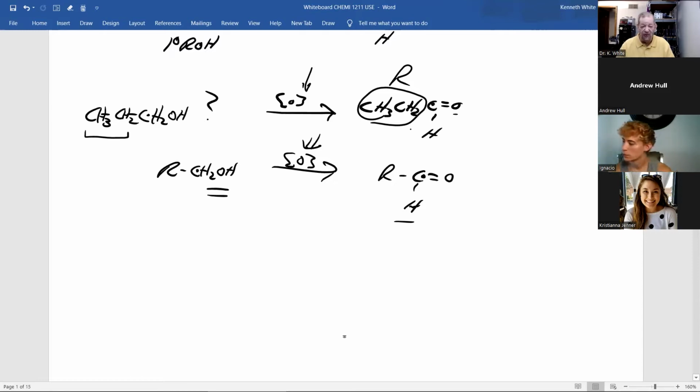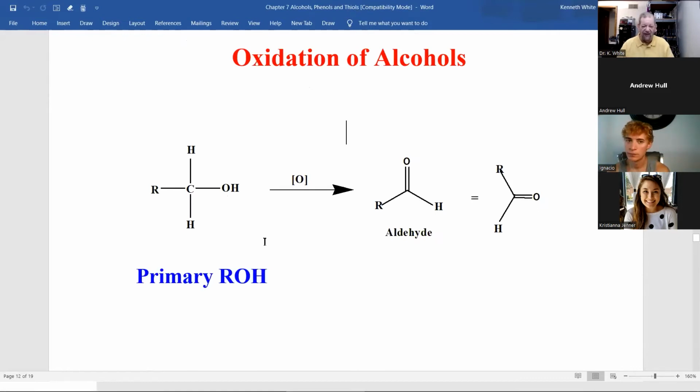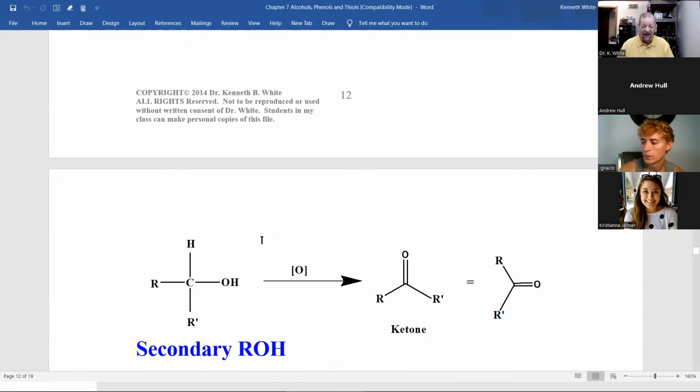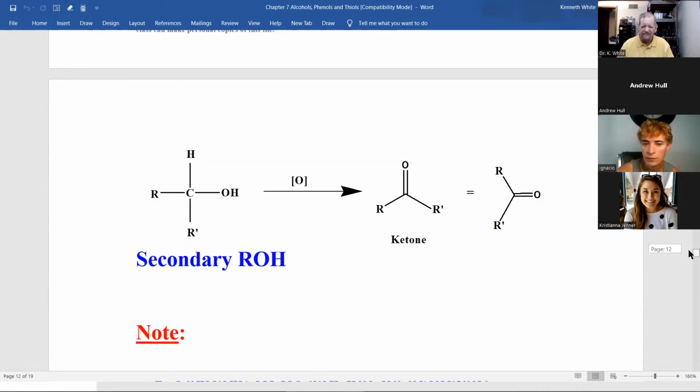All right, let's move on. Now you can oxidize primary alcohols. Guess what? You can oxidize secondary alcohols. And this is a secondary alcohol. You oxidize it, you lose a hydrogen here, hydrogen there, and form a carbon-oxygen double bond.